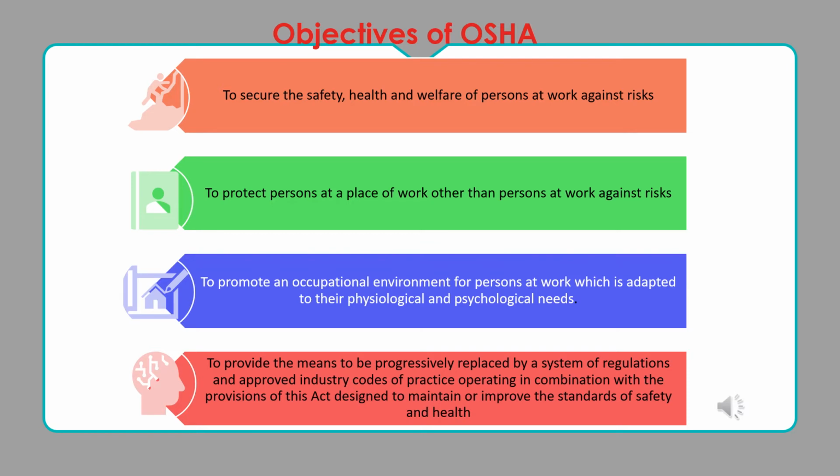The third one is to promote an occupational environment for person at work which is adapted to their psychological and physiological needs. And last one is to provide the means to be progressively replaced by a system of regulation and approved industry code of practice operating in combination with the provision of this act, designed to maintain or improve the standard of safety and health.